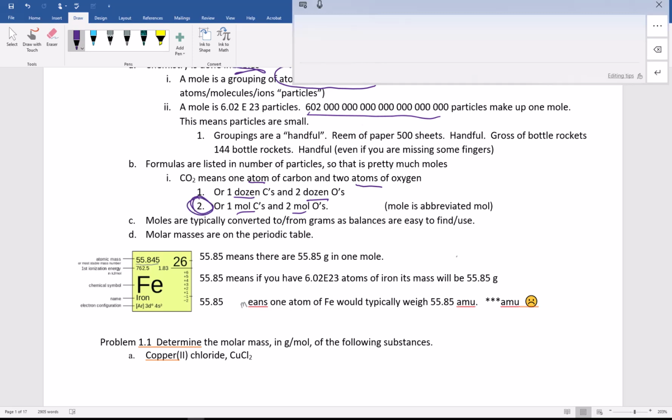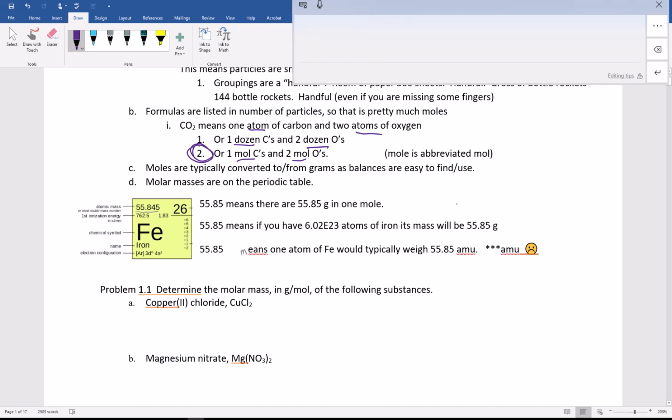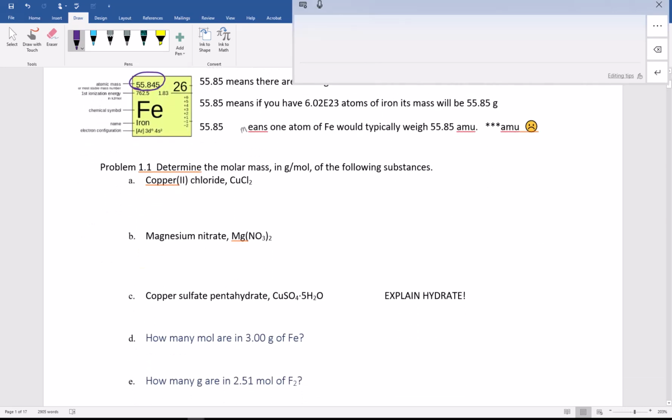Okay? Moles are typically converted to from grams, as balances are easy to find and use. Molar masses are found on the periodic table, and that's this part right here. And that's the mass of 1 mole. Okay? So let's do a couple of math problems. Let me get out my calculators.